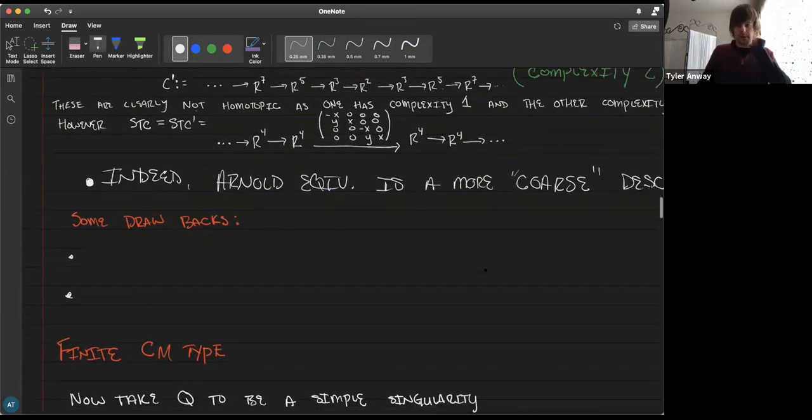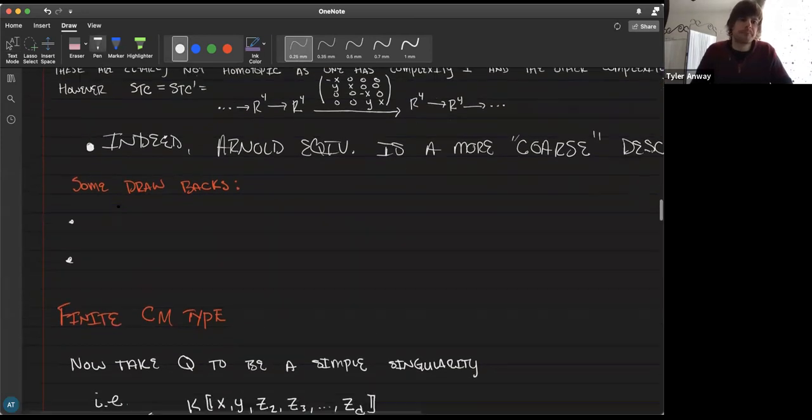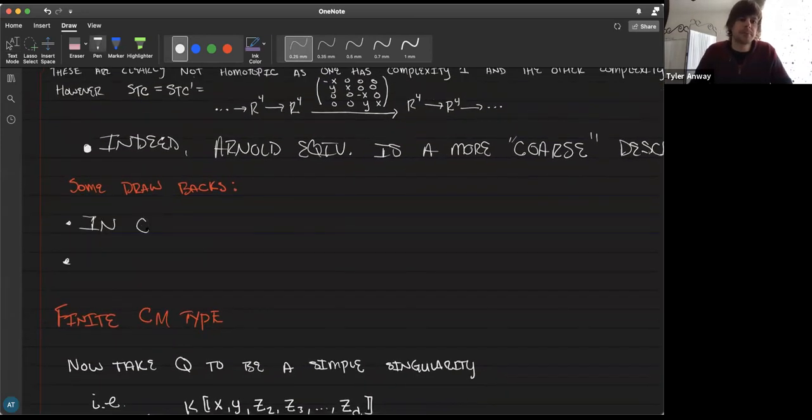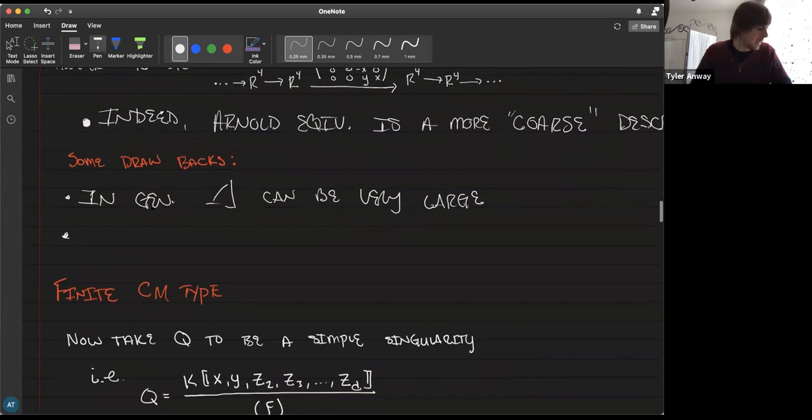Right. So now there are some drawbacks here. In general, this lambda set can be very large, right? And given one of these large lambda sets, the ordering on our Arnold tuples is a bit ambiguous.